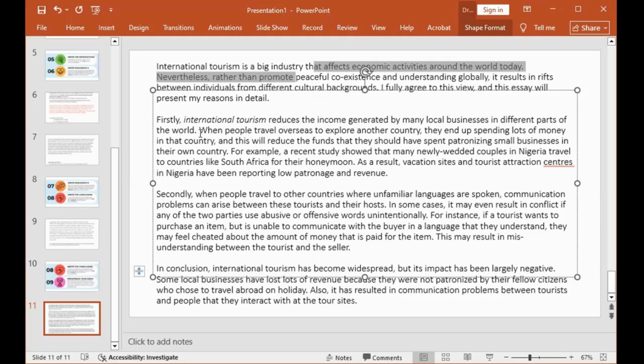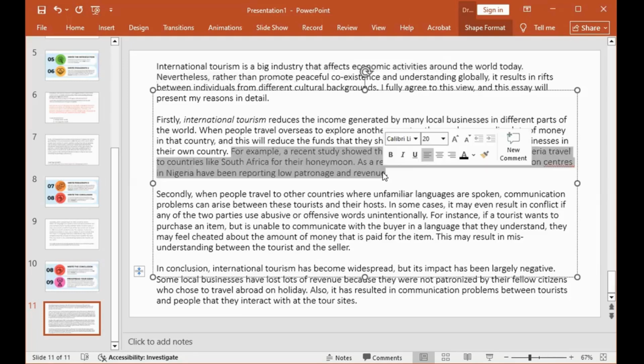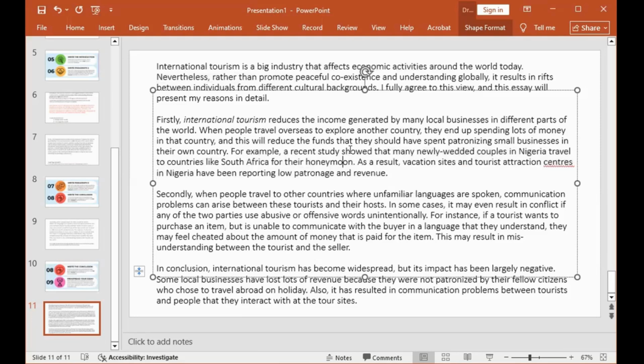world. Now, explanation. When people travel overseas to explore another country, they end up spending lots of money in that country. And this will reduce the funds that they should have spent patronizing small businesses in their own country. For example, a recent study, now this example here is referring to something that happened in the past. Do you get it? So you see my tense. A recent study showed that many newly wedded couples in Nigeria travel to countries like what? South Africa for their honeymoon.